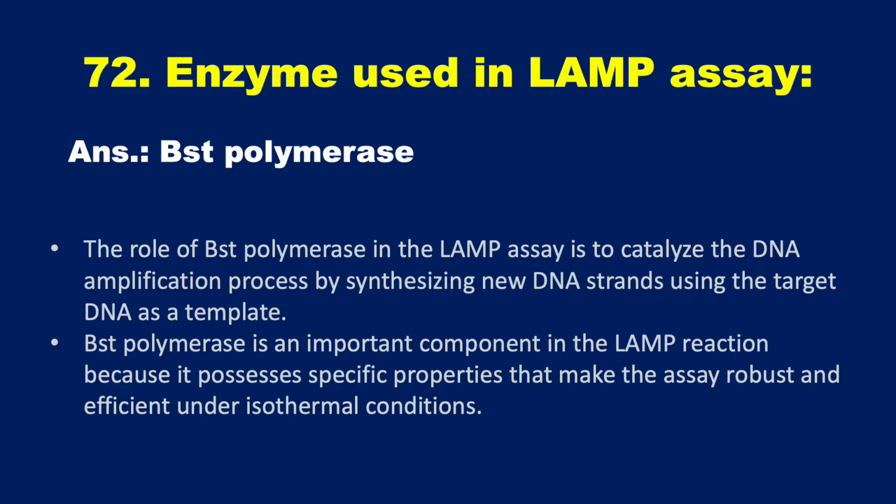Next question is: enzyme used in LAMP assay is? The answer is Bst polymerase. And the role of Bst polymerase in the LAMP assay is to catalyze the DNA amplification process by synthesizing new DNA strand using the target DNA as a template. Bst polymerase is an important component in the LAMP reaction because it possesses specific properties that make the assay robust and efficient under isothermal condition.